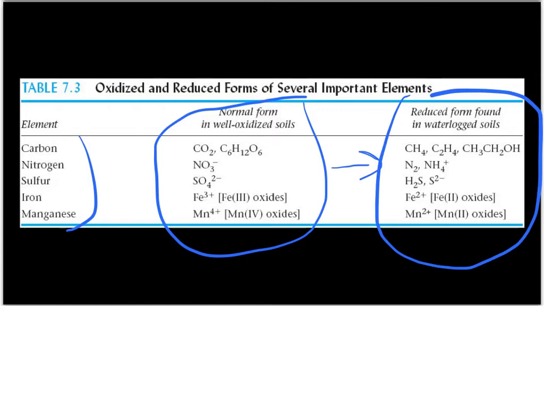What happens? Well, nitrate, we'll see this one later, turns into nitrogen gas possibly, or ammonium. Iron goes from one form to another. Carbon goes from CO2 to other forms associated with hydrogen. So you can see there are definite changes if we either flood the soil or have a soil that has plenty of oxygen.